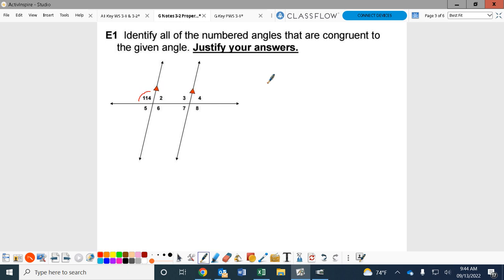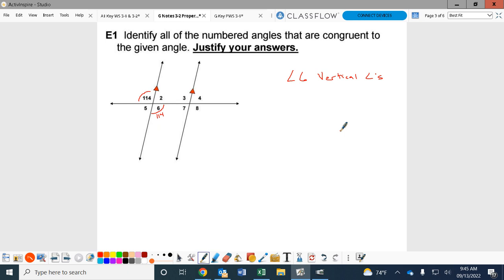Alright, well, what's going to be the same as 114? We'll look directly across from it. This angle right here would be the same. Why would angle 6, because you've got to justify your answers, be the same as 114? Why would it also be 114 degrees? Guys, they're congruent, but why? Two angles formed by intersecting lines directly across from each other are what kind of angles? Vertical. You've got to remember that. Angle 6 is the same because they are vertical angles.